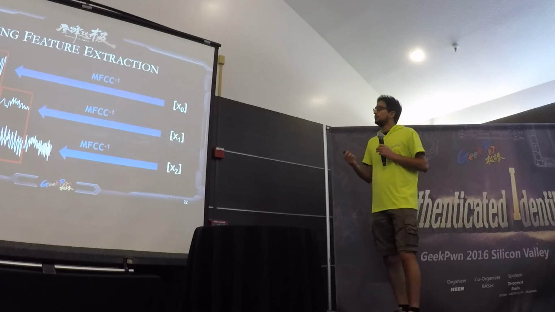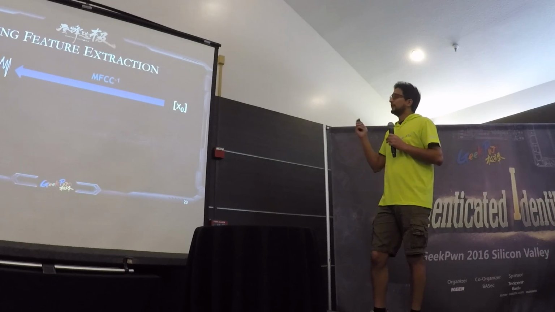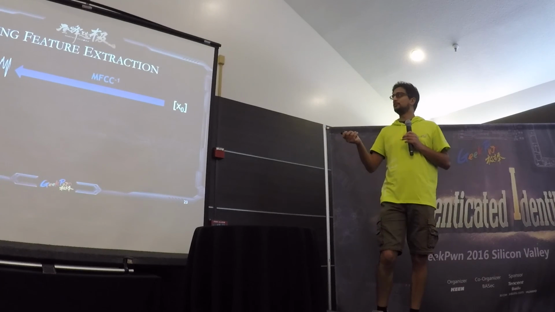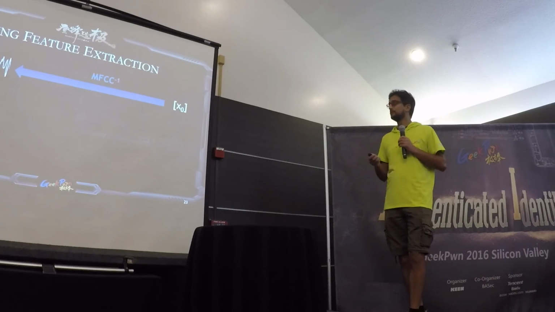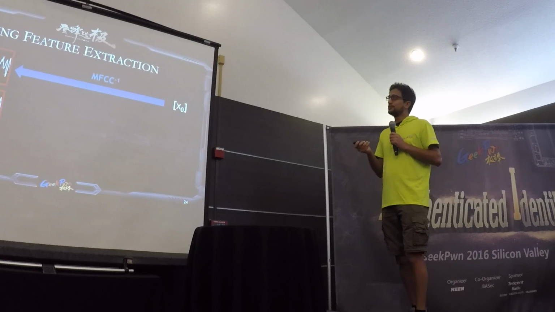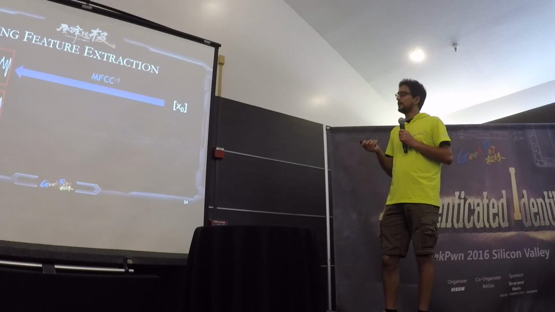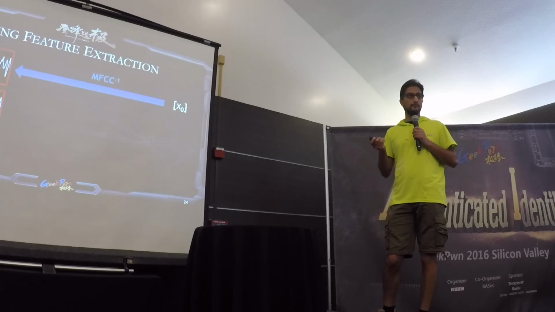So we do something much more intelligent. In this case, we keep the first step the same. We take the first set of feature vectors, and then we just invert it using inverse MFCC to get an audio frame. For the second step, we take the second half of the first frame and fix it as the first half of the second frame.